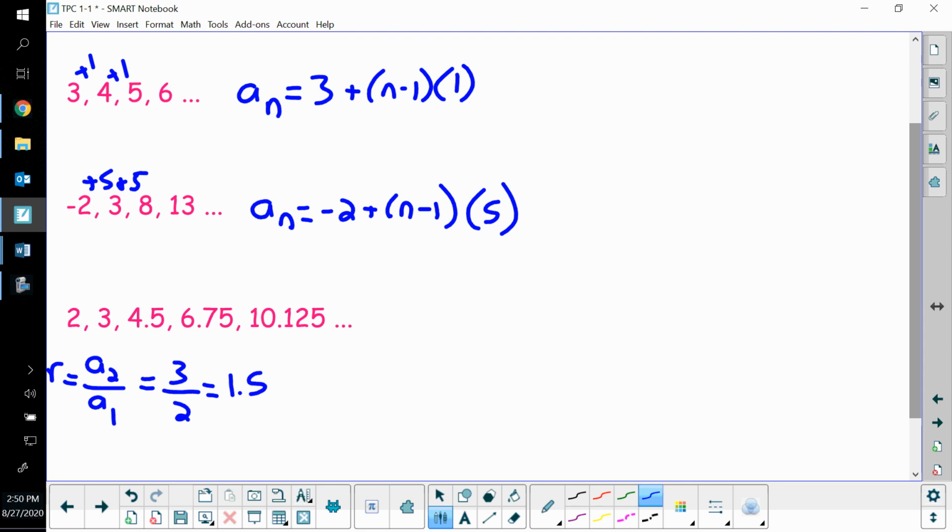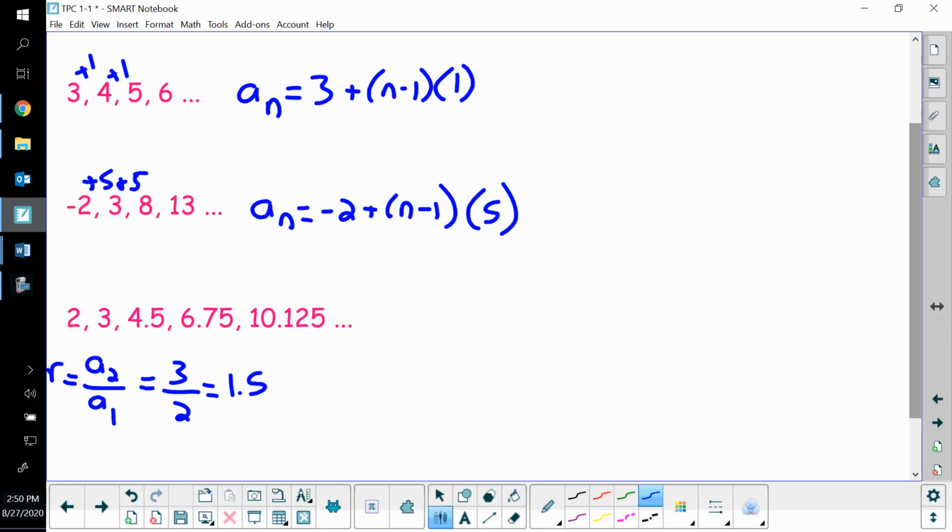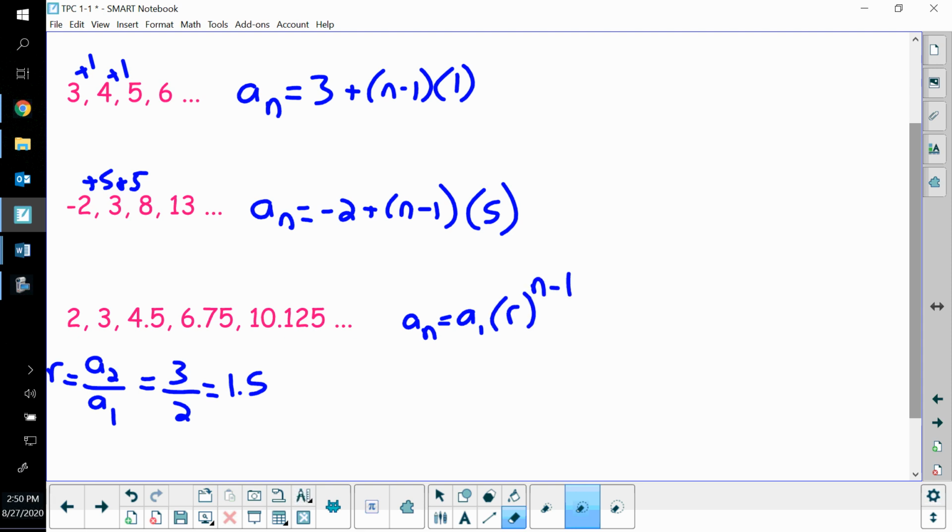So because we are multiplying, we would want to use our geometric sequence formula, which is the fourth one down there. A1 times R to the N minus 1. So I'll write that formula here. AN equals A1 times R to the N minus 1. So we'd fill in our A1, which is 2. Fill in your R. You can either do 3/2 or 1.5 and raise to the N minus 1.